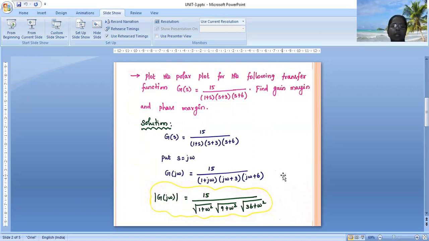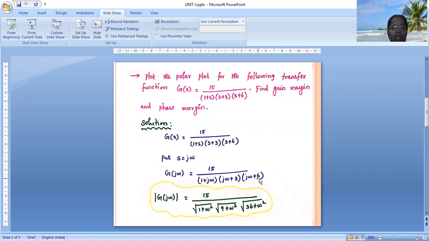Okay. So now they given G of s is equal to 15 divided by 1 plus s into s plus 3 into s plus 6. First, wherever we are having s term, you have to replace that s by j omega. Therefore, this G of s becomes G of j omega. So G of j omega is equal to 15 divided by 1 plus, instead of s, we are putting j omega, then j omega plus 3, next j omega plus 6.